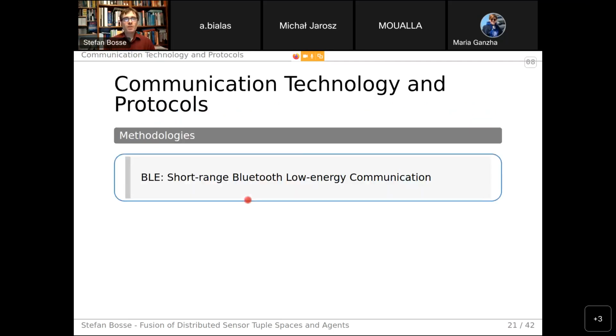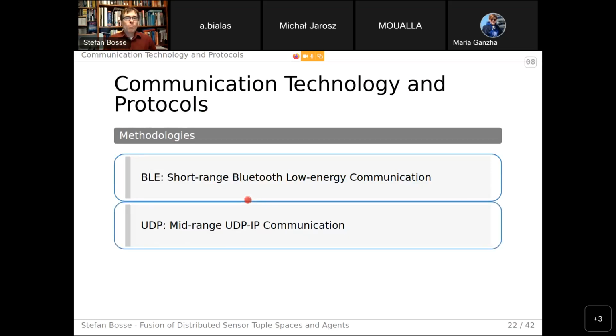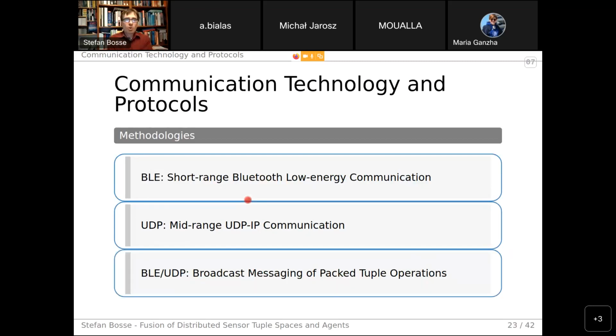communication technology. First of all, the most important part, short-range Bluetooth low-energy communication, using broadcasting only, not a traditional master device or a master-slave communication, broadcasting. Then, with higher payload possible, mid-range UDP IP communication, always in broadcasting mode. Yeah, and I already mentioned both technologies use broadcast messaging of packed tuple operations. So all the tuple operations can be packed in a message that is broadcasted.